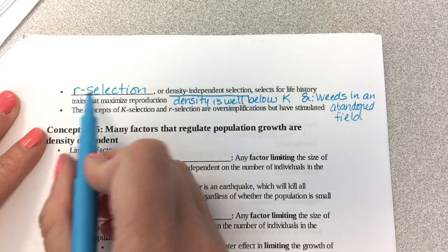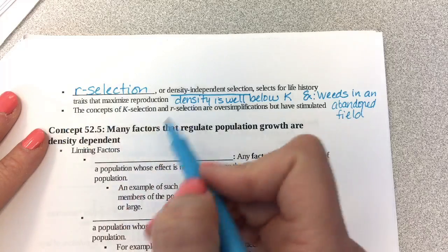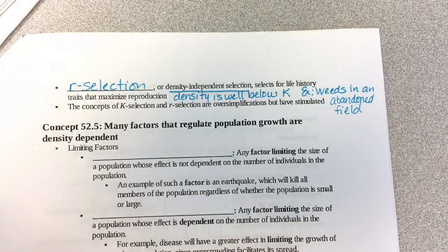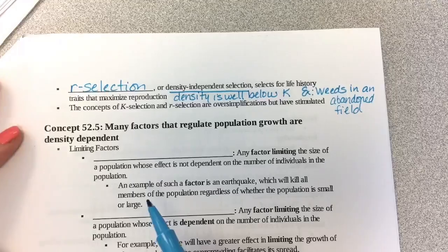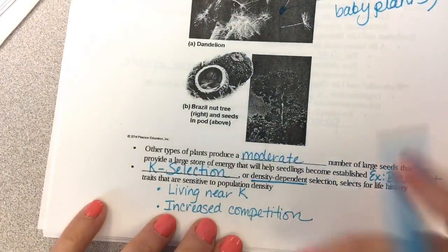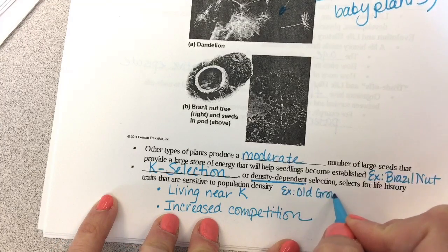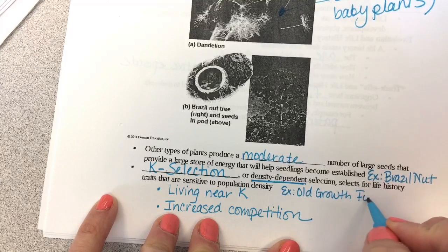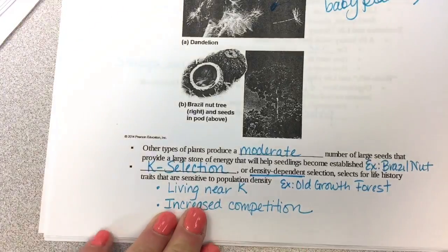And r stands for the rate, the maximum rate. Since they're way below carrying capacity, their rate of reproduction is high. I gave an example for here, but I didn't give an example for here. We could say an old growth forest, meaning that it's been around for a long time, so populations are established, and there are no more resources for other types of populations.